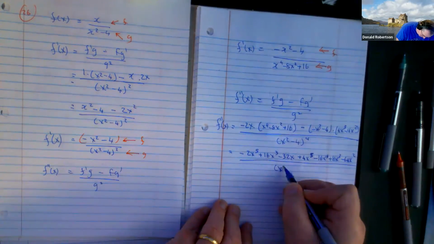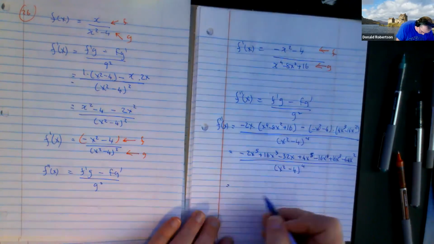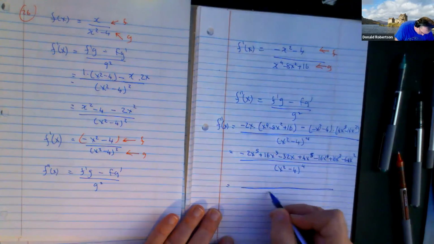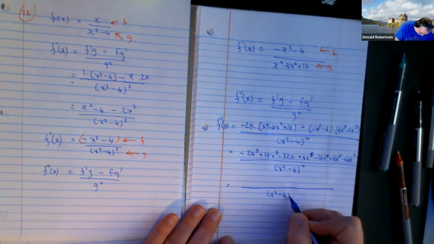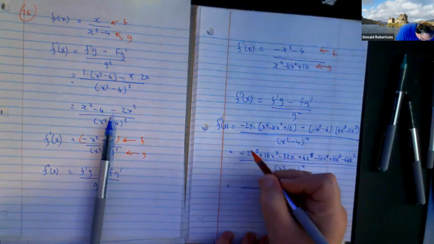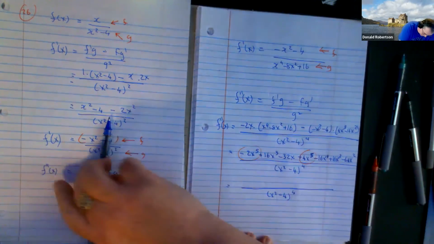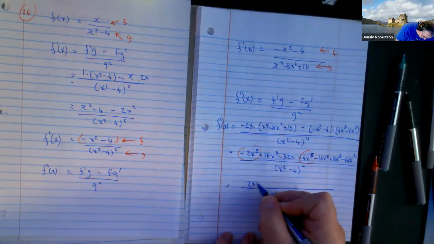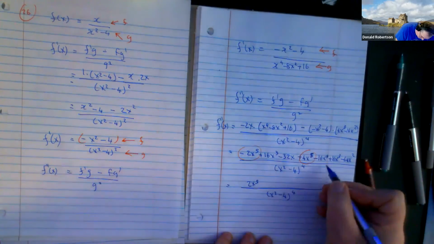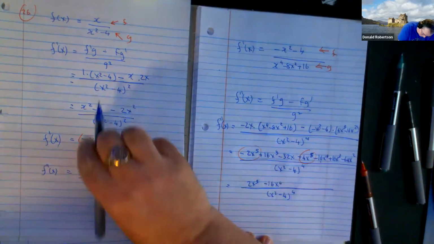Yep, this one is living up to what I thought. Would you agree the only thing left to do here is maybe collect like terms and then see if we can factor anything? So I have got that guy and I've got that guy. So that ends up being 2x to the 5.